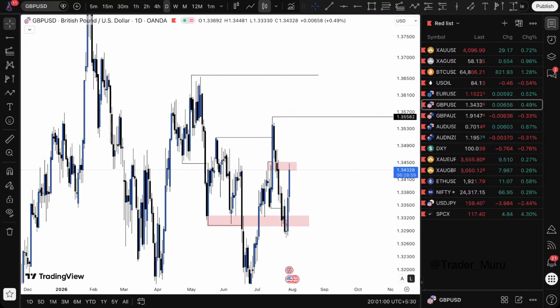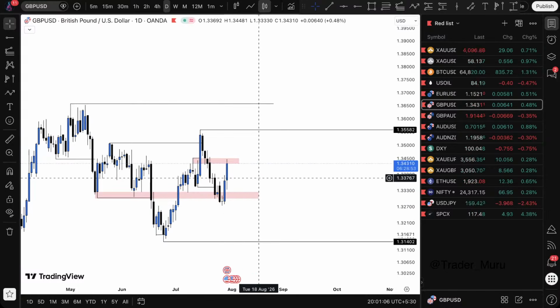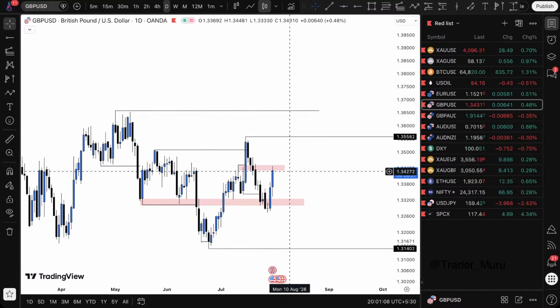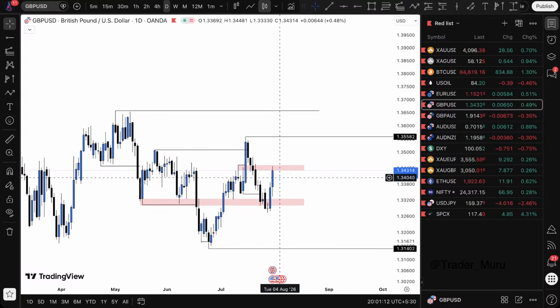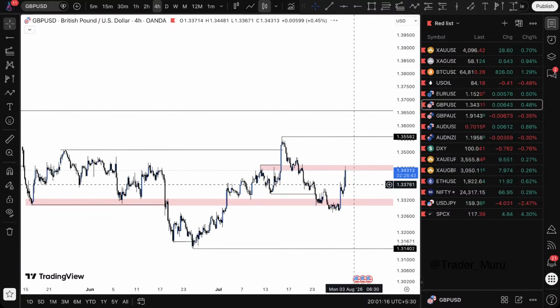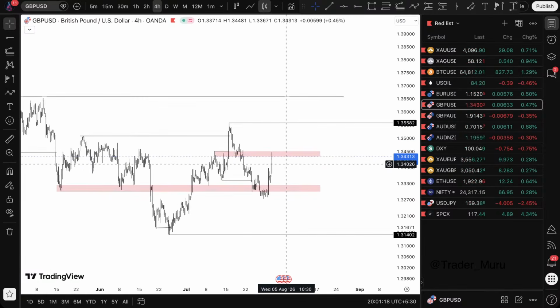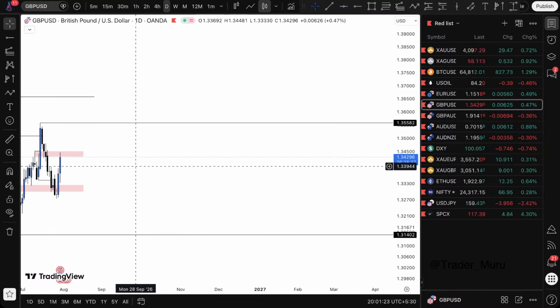Same, we are watching GBP at a structural level. Watch for your confirmation for short, it can drop from here. This is a daily time frame level.